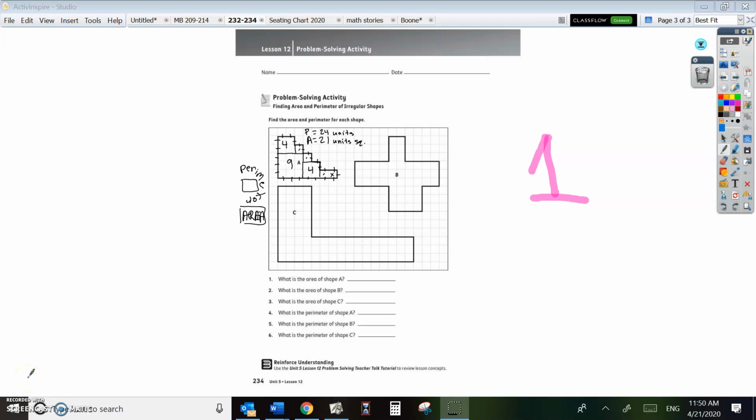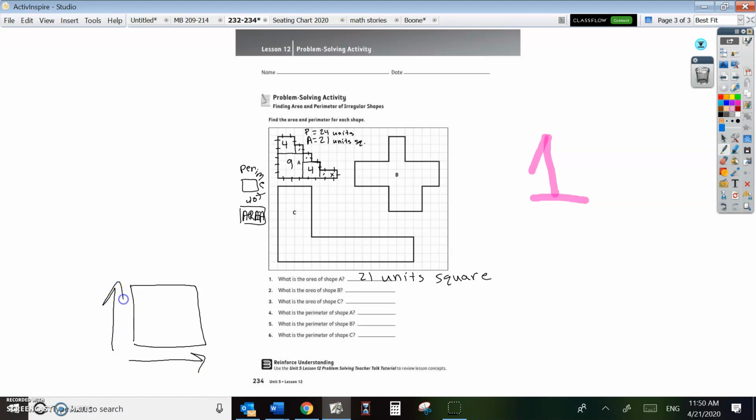Here is part 2 of that assignment. So it's asking for area and perimeter of each shape. So the area of shape A is 21 units squared, because remember, area is two-dimensional. Area is length and width.